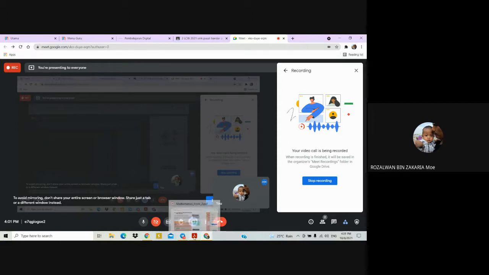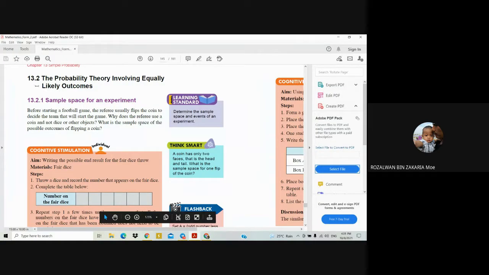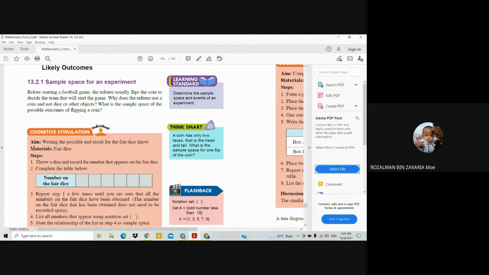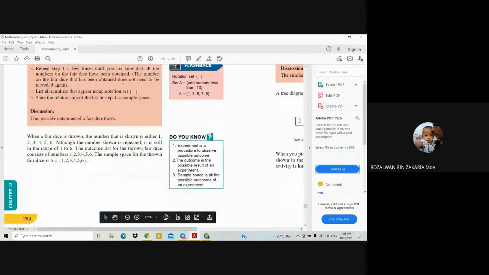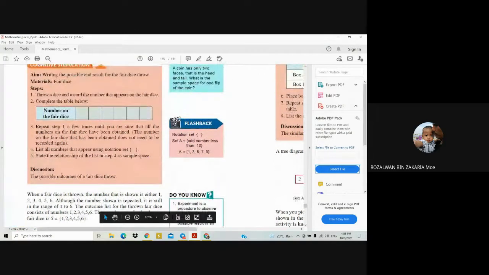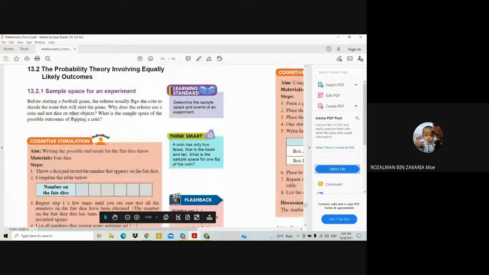Okay, for our lesson today, I would like to teach you about subtopic 13.2, the probability theory involving equally likely outcomes. You can refer to this in your math textbook, page 280. Look at this one, subtopic 13.2.1, the sample space for an experiment.